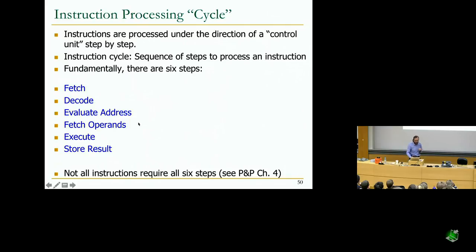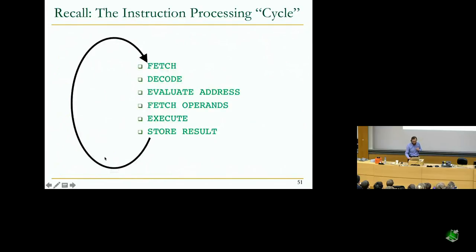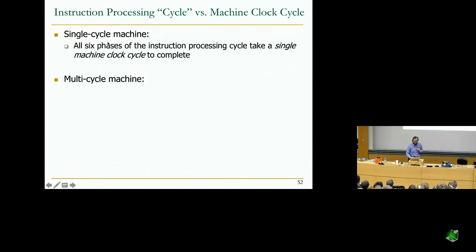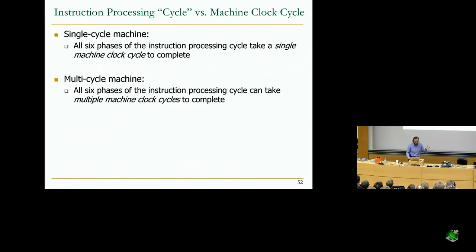Okay, we've already talked about this. It's just to make you remember that there's an instruction processing cycle. Don't confuse this with a clock cycle, machine clock cycle. This is also called a processing cycle because you basically do this loop, right? So it consists of 6 steps, as we discussed, steps or stages. Okay, instruction processing cycle versus machine clock cycle. In a single cycle machine, all 6 phases of the instruction processing cycle take a single machine clock cycle. In a multi-cycle machine, all 6 phases of the instruction processing cycle can take multiple machine cycles. So it's obvious, hopefully. In fact, each phase itself can take many, many machine cycles to complete.